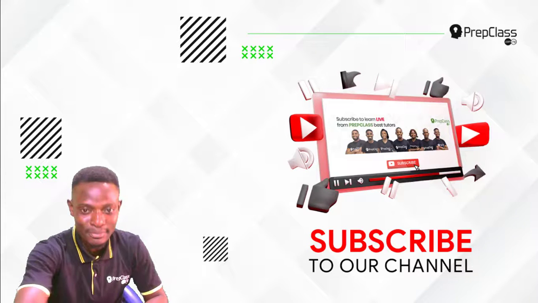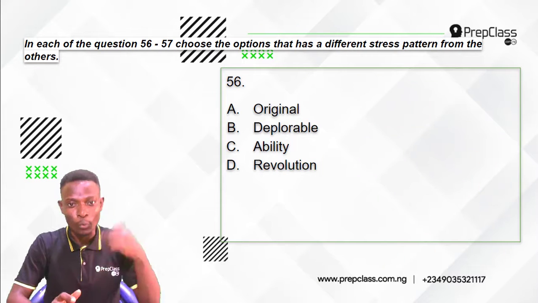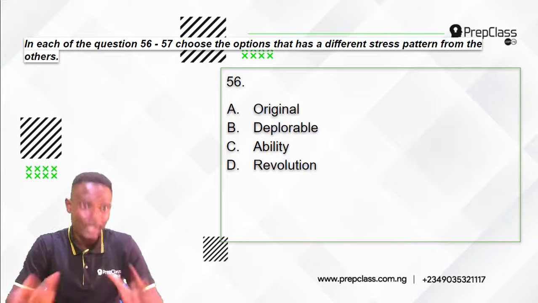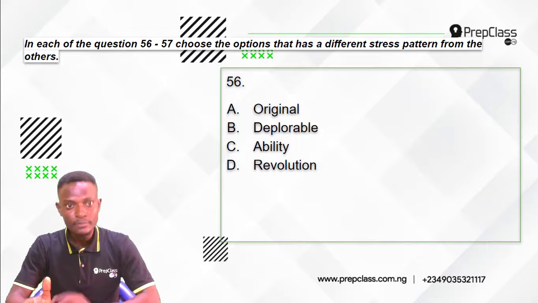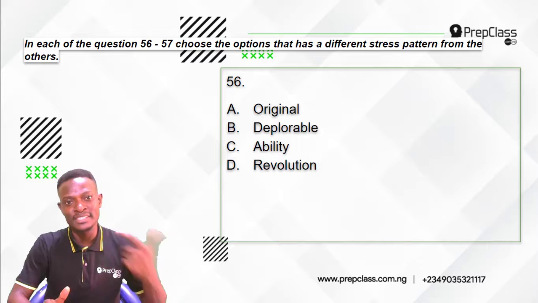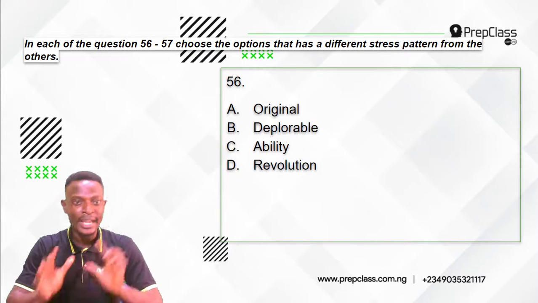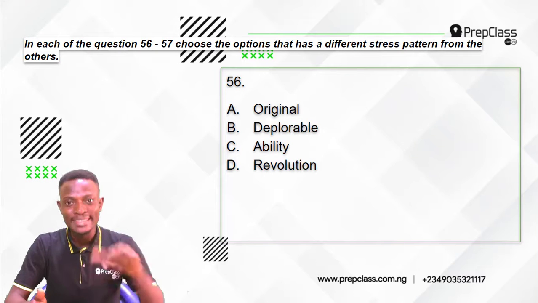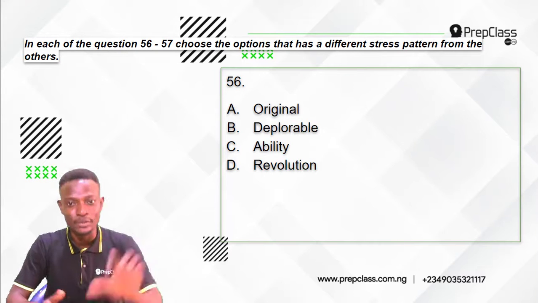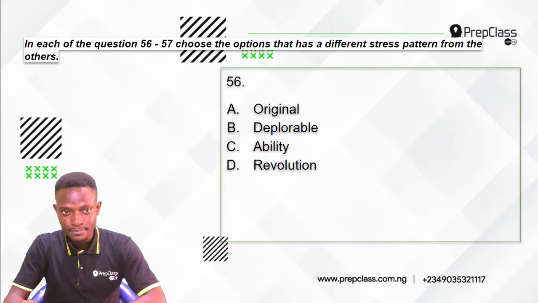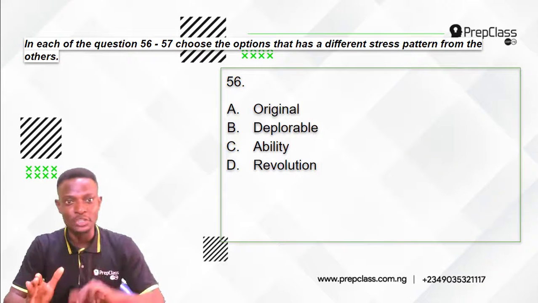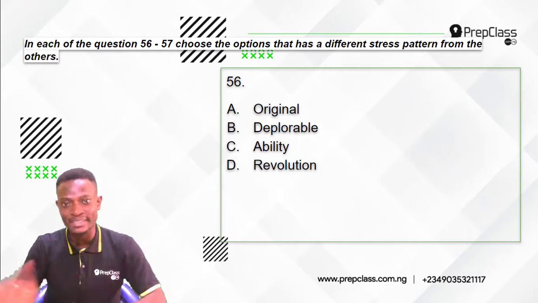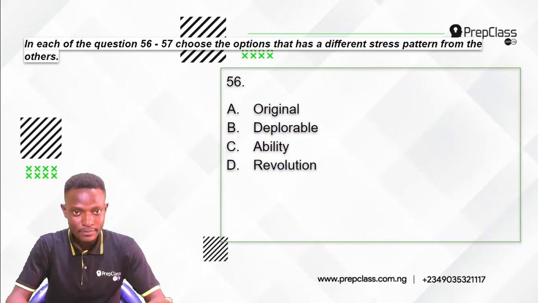Alright, let's begin. Now, for question 56 to question 57, we have an instruction here. The instruction reads, in each of the questions 56 to 57, choose the option that has a different stress pattern from the others.